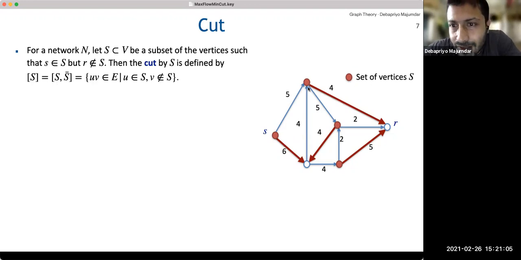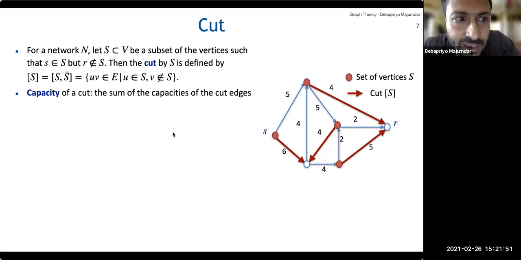Here, if the red vertices are my set of vertices S, and it contains the source and does not contain the sink, then my cut is the set of edges which is this one, but not this one, because it is from S to S itself. Not this one because this is incoming, not this one because this is also S to S itself. So this one, and then this one, but not this one, right? So I think I have made it right. So these are the edges which define the cut. So a cut is essentially a set of edges.